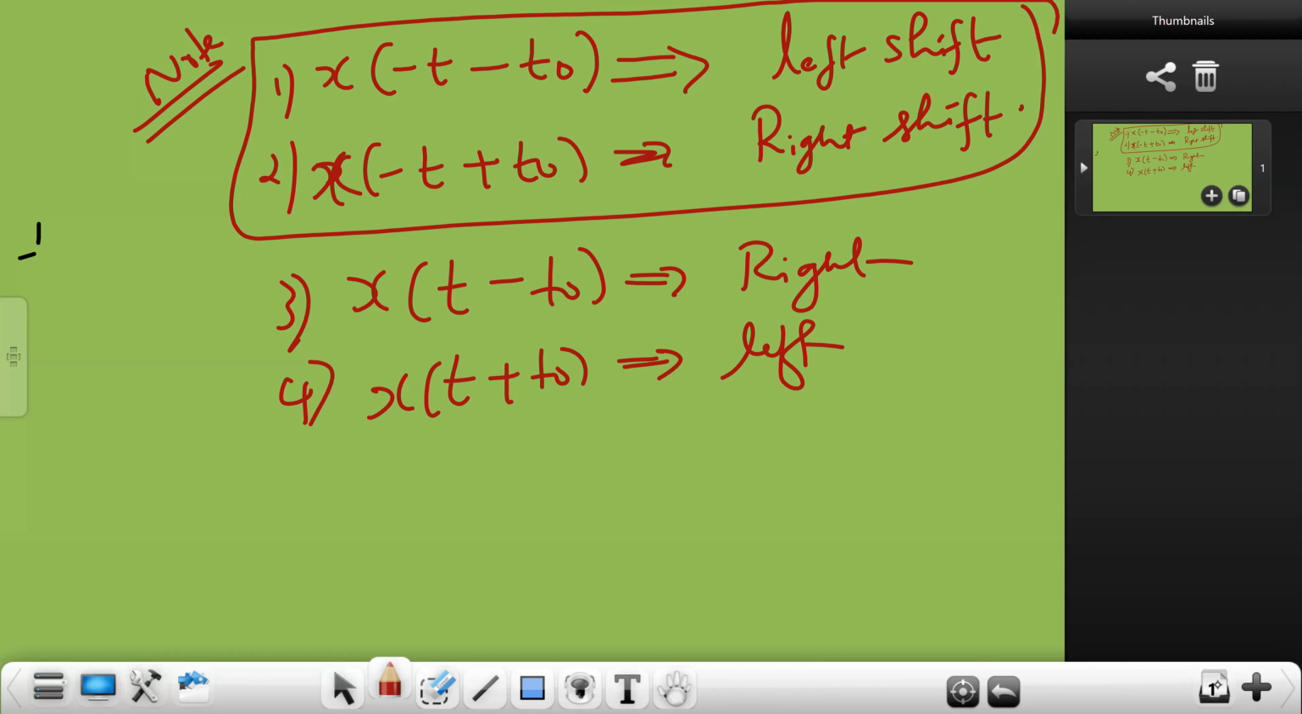If x of t minus t naught, it is right. But if x of minus t minus t naught, it will be left. Similarly, if x of t plus t naught, it is left, then x of minus t plus t naught, it is right. Kindly take down.